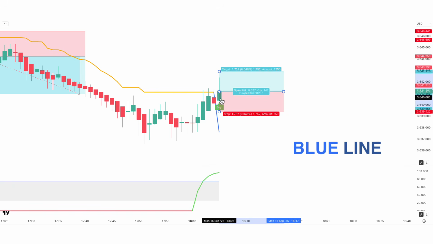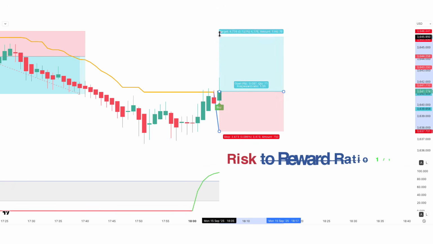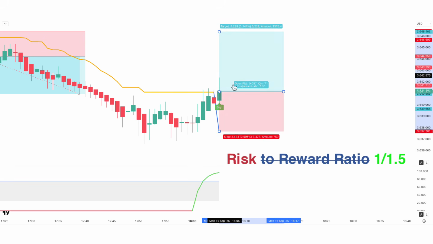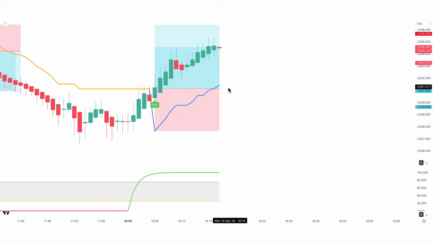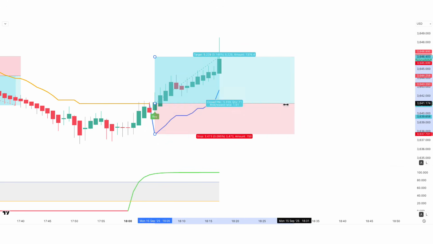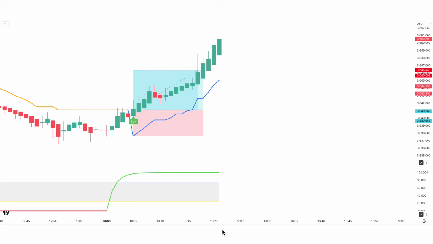Our stop loss is to be placed at the blue line, and the risk to reward ratio will be 1:1.5. Let's see what happens to our trade. We have won the trade. Let's find the next trade.